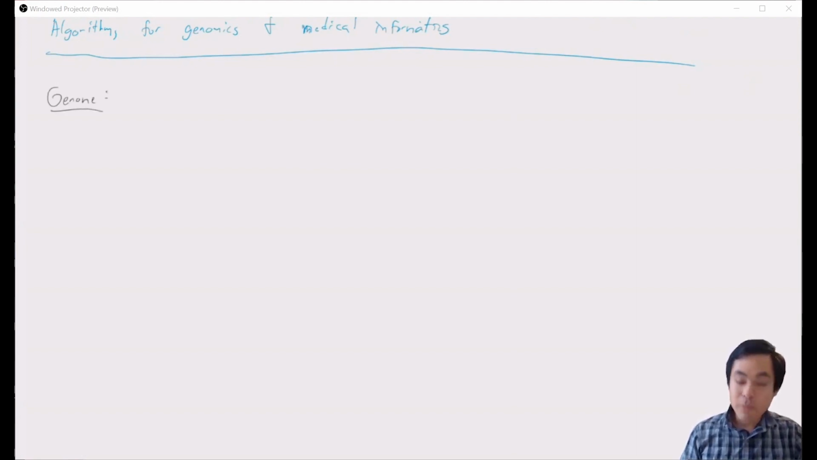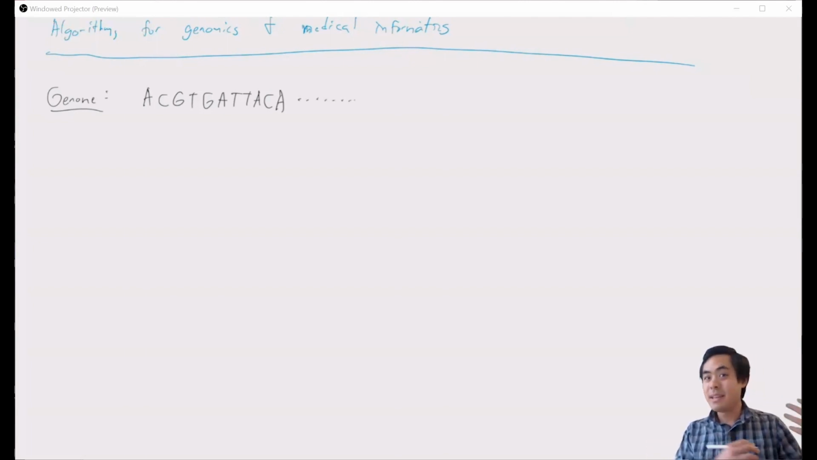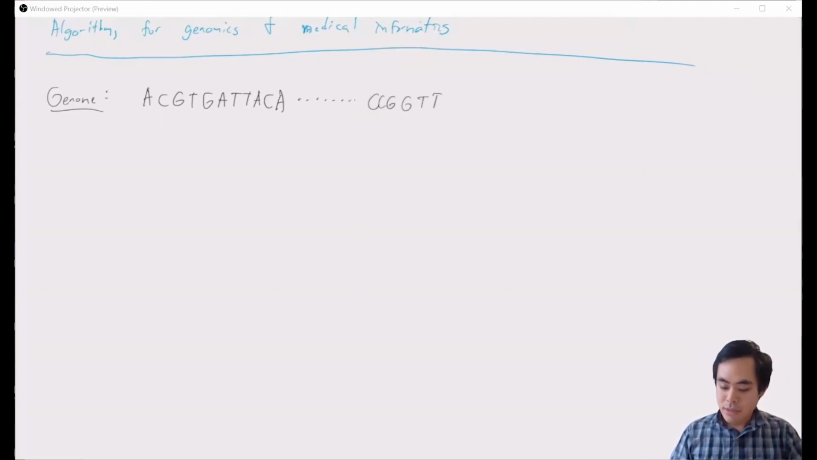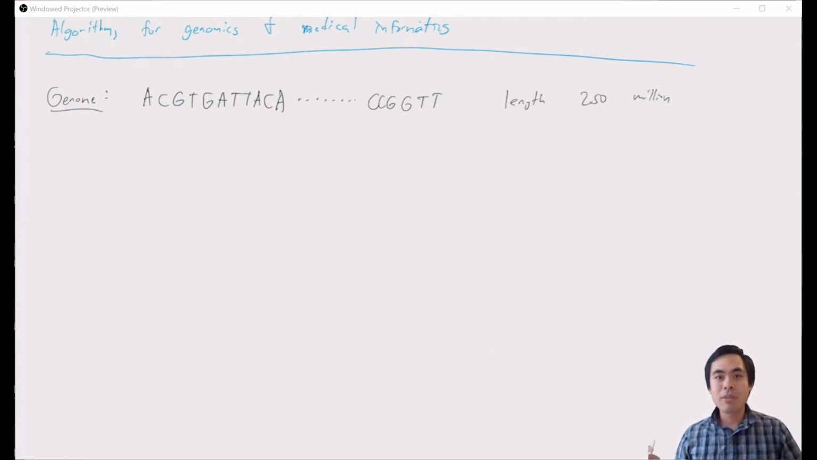So let's suppose you had a genome. Let's say it's ACGT, GATTACA, etc. So this would be an example of a DNA sequence that might be found in your cells. And let's say it ends in CCGGTT. So this might have length, say, 250 million for chromosome 1, or slightly shorter for some of the other chromosomes. Now, one of the standing problems in bioinformatics is how do you quickly figure out how similar one genome is to another? Why might you care?